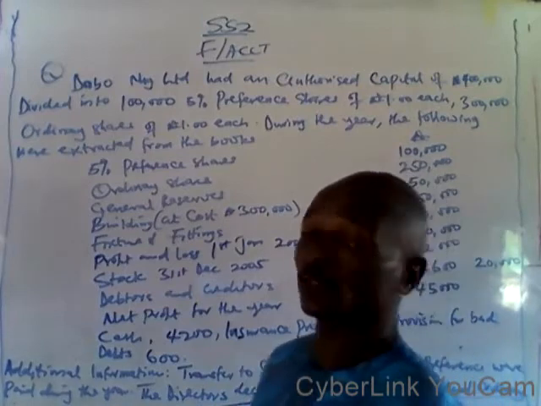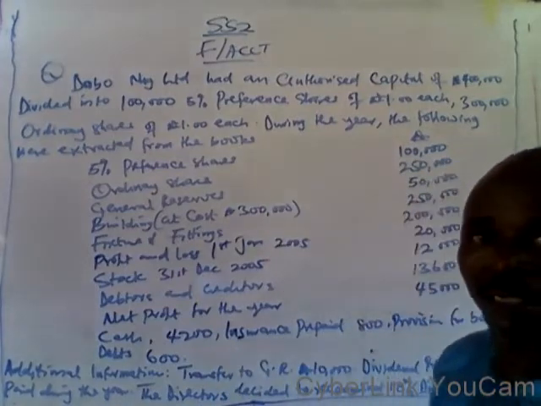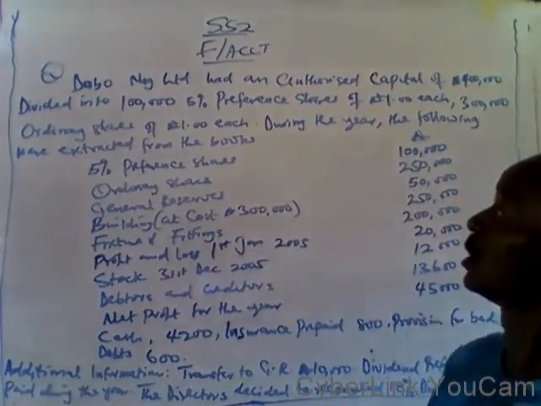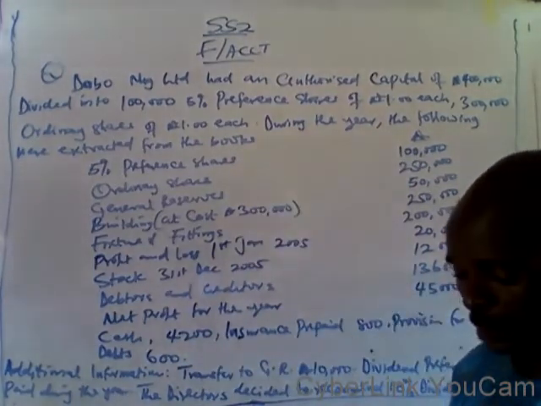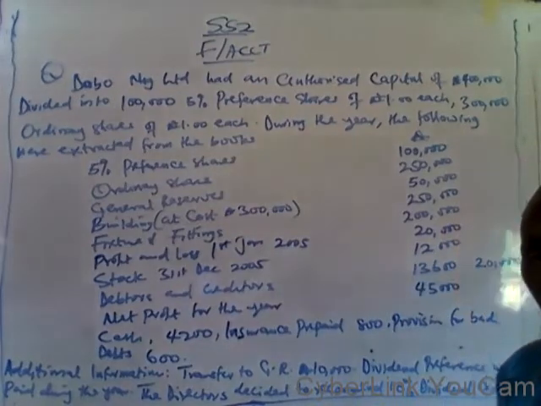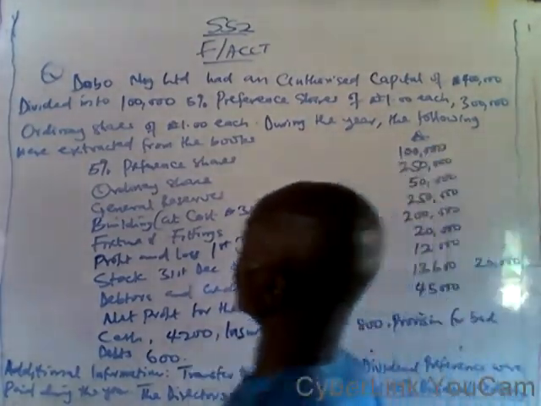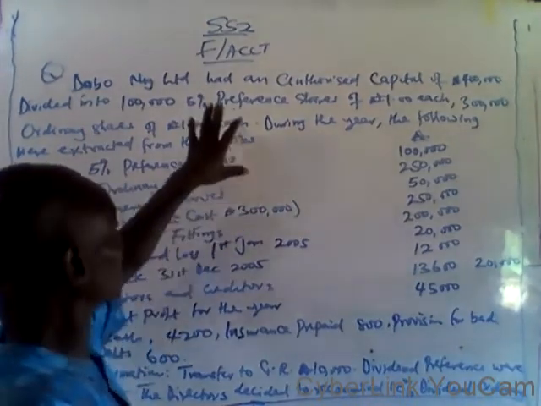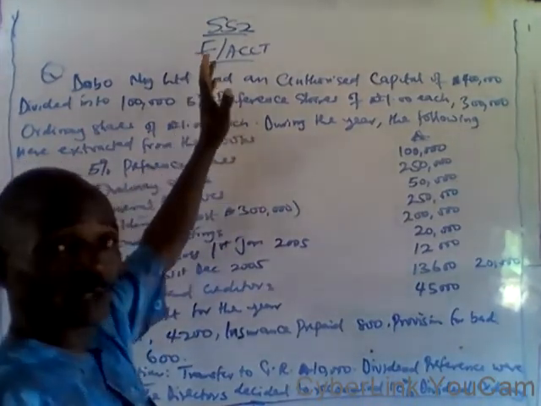And this is the continuation of our lesson for SS2 Financial Accounting. And we are still on the company account. To have the broad knowledge of this topic, that's why we need to do as much exercise as possible on this topic. And this is one of the past questions.